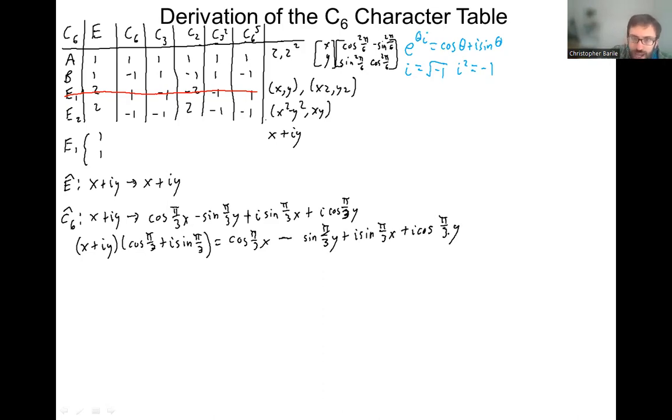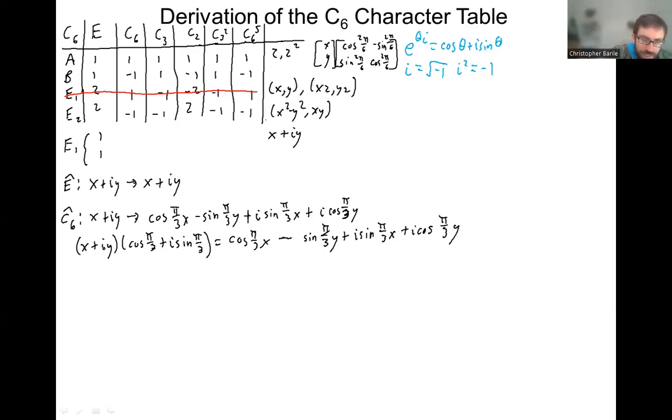So that's pretty cool. We have now an eigenfunction. We can describe how x plus iy transforms with the C6 operation by itself. We couldn't do that before with x and y. They're tied together, but x plus iy is not tied together. Complex numbers allow more math to occur. So that's going to get us into a one-dimensional vector, which is pretty cool.